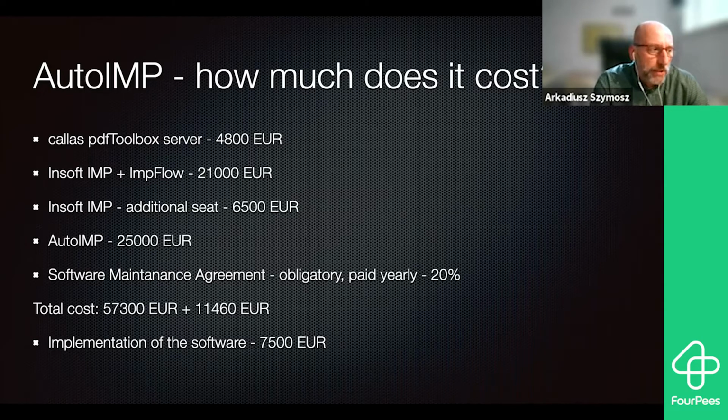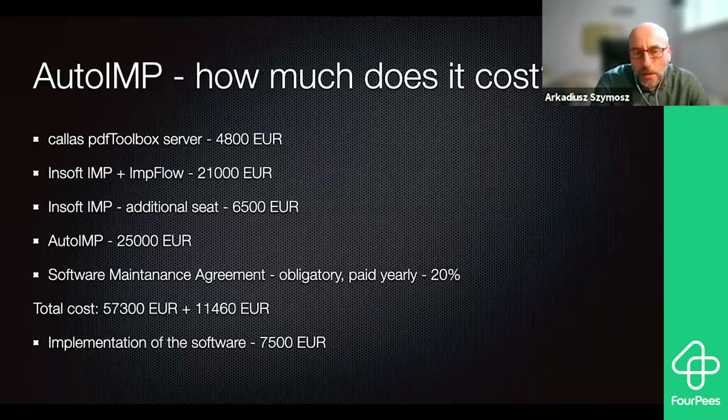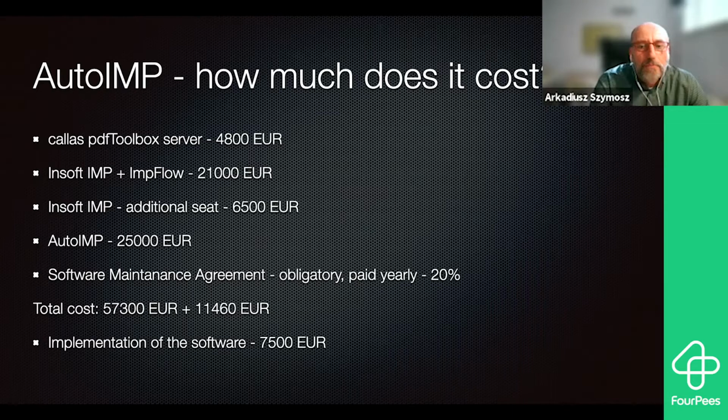Then you can use the tool switch in IMP and very easily make some improvements of such a layout, save it once again, and it is already done. Cost of AutoIMP is 25,000 euro, plus 20% of the obligatory paid yearly software maintenance agreement. So the total cost is, as you see, and the implementation of the software is about 7,500 euro.